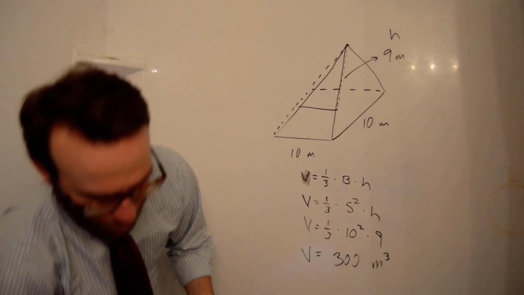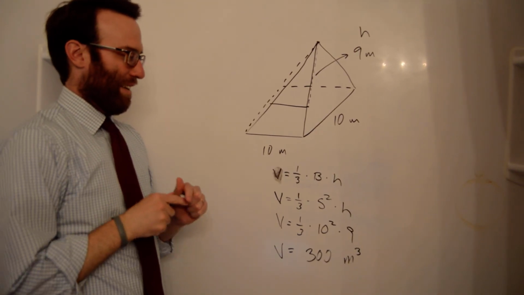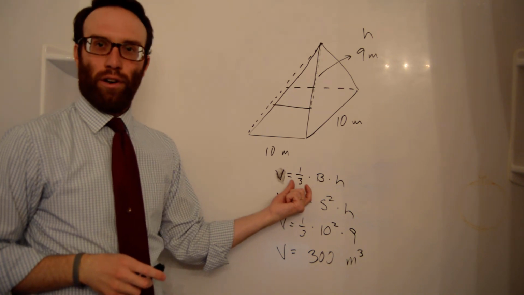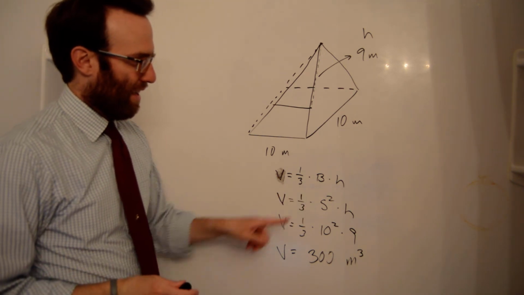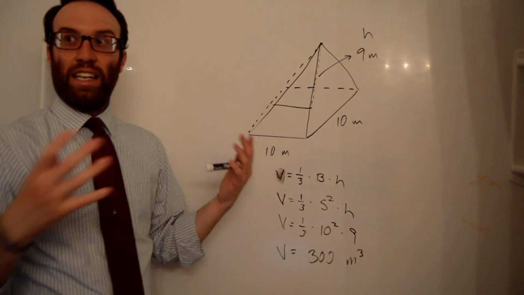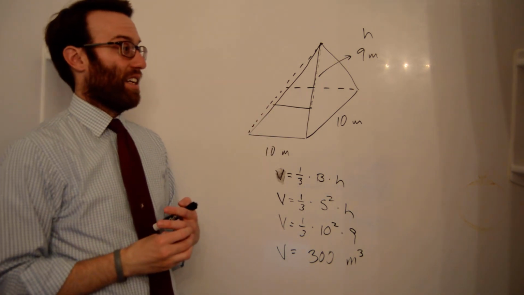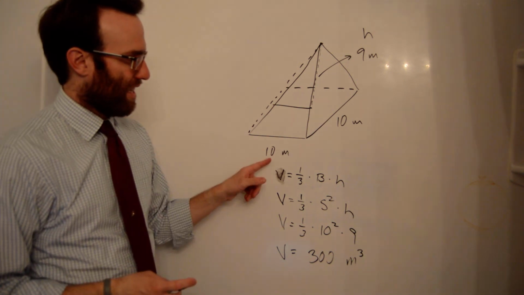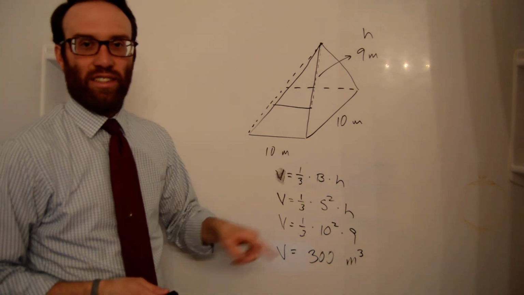So again, the recap here with pyramids, very similar formula to prisms, but you've got to multiply by 1/3 to tie that in. The area of the base is going to change. You could have a pyramid with a triangular base, you could have a pyramid with, say, a pentagonal base or a hexagonal base, but in this case we had the square, so we saw its area formula.